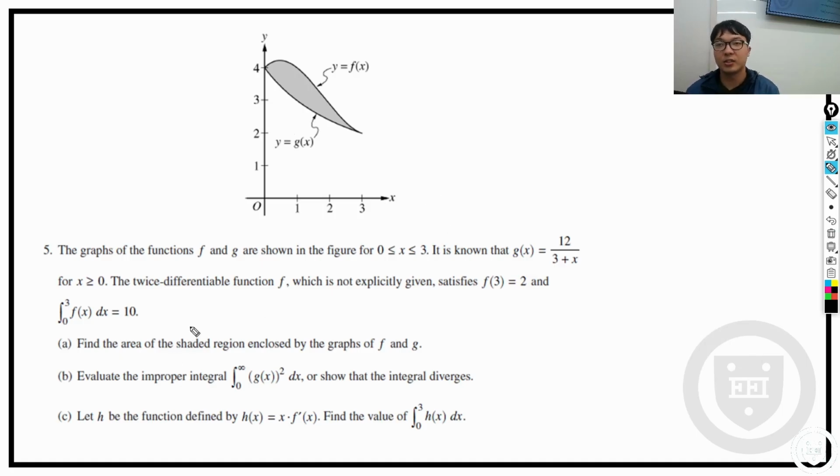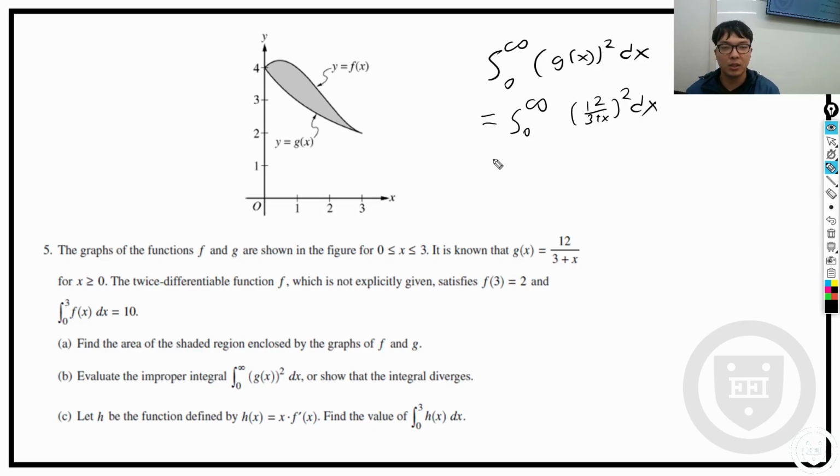Part B is asking us to evaluate the improper integral from 0 to infinity of g of x squared dx, or show that the integral diverges. 0 to infinity of g of x squared dx. Once again, the region is 0 to infinity, which is always greater than or equal to 0. Therefore, g of x may as well be equal to 12 over 3 plus x for this region. Plug it in directly, we get 0 to infinity of 12 over 3 plus x squared dx, which is 0 to infinity of 144 over 3 plus x squared dx.